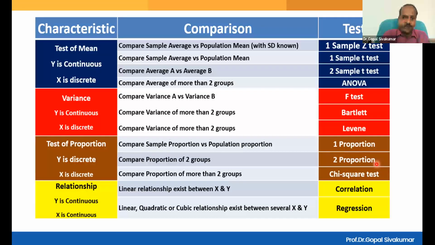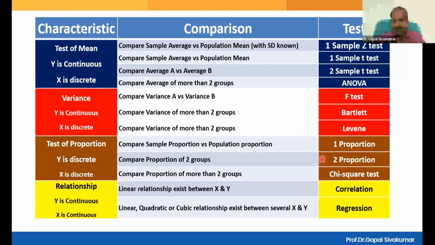Team A success rate is 90%. Team B success rate is 80%. Now team A is given more increment. Now we compared two teams based on the success rate. Success rate is a proportion, right? Chi-square, more than 2 groups is chi-square.